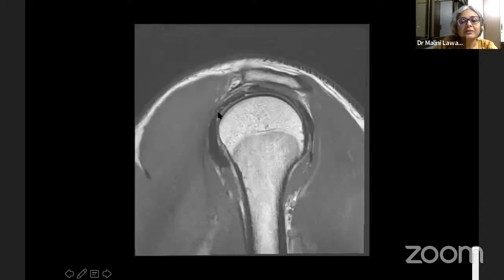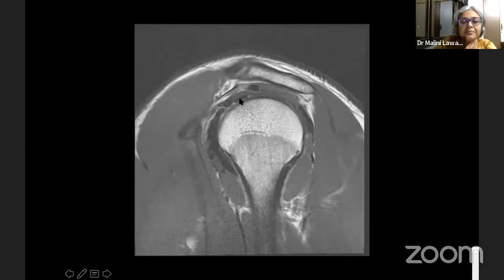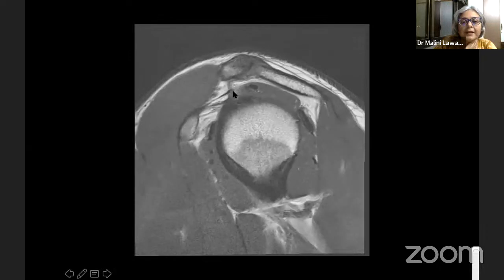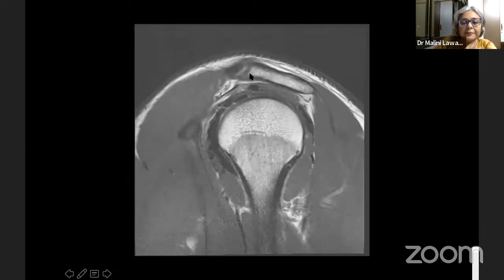As we come further laterally, you can see this is the subscapularis tendon. This is the supraspinatus still here. And this is the infraspinatus. Now, we cannot make out where supraspinatus ends and infraspinatus begins on the coronal images. So, sagittal images help us to look at that. This structure here is the long head of biceps tendon. This is the coracoacromial ligament, this black line. And this is the acromioclavicular joint here.